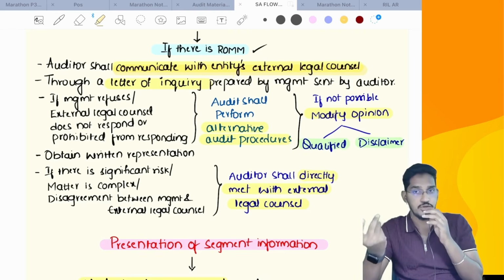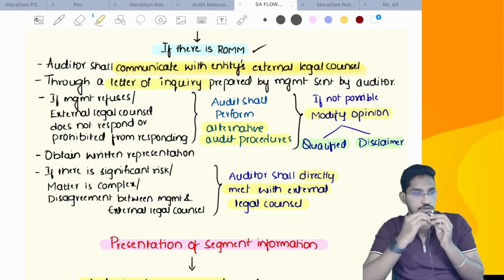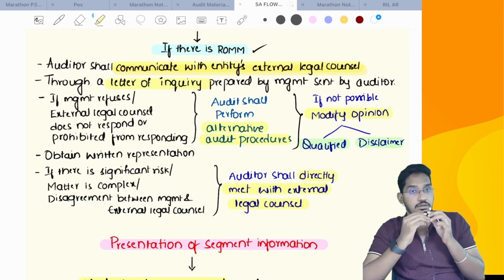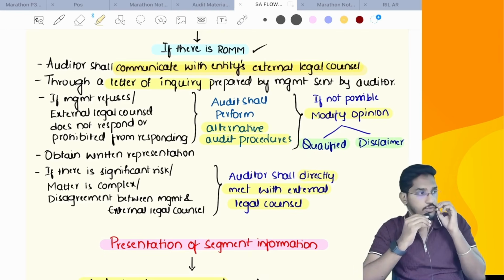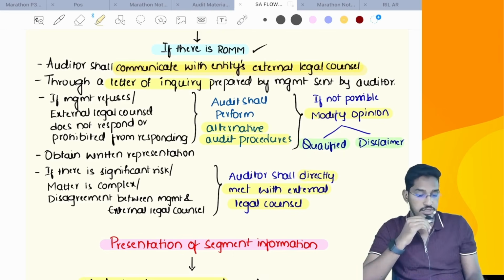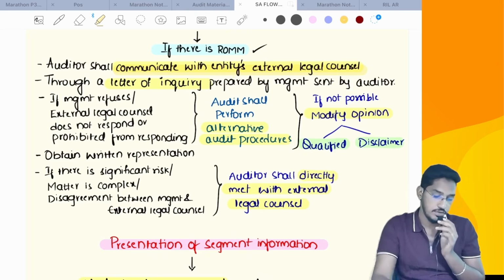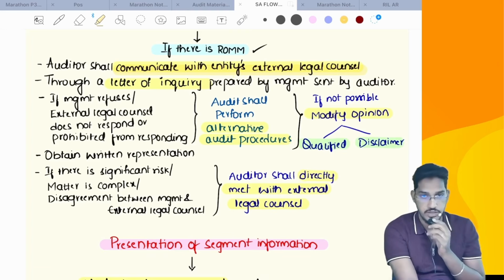Now once again, it is up to your choice. What alternative audit procedures you will perform, you decide and do it, but try to perform alternative audit procedures to get the audit evidence. Now, if alternative audit procedures are also not possible, then what should you do? Then you have to give a modified opinion. Which kind of modified opinion? A qualified opinion or a disclaimer of opinion you are required to give.